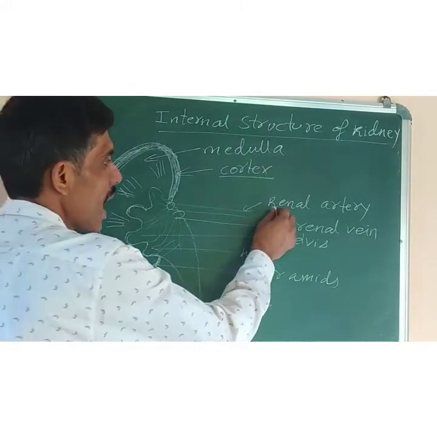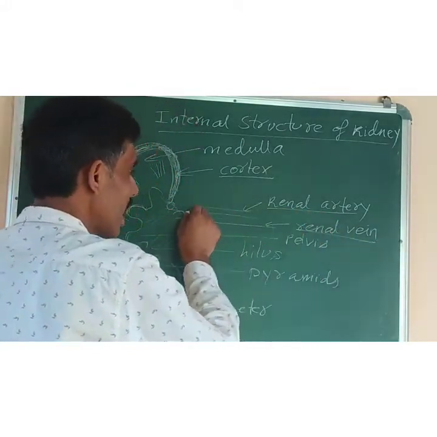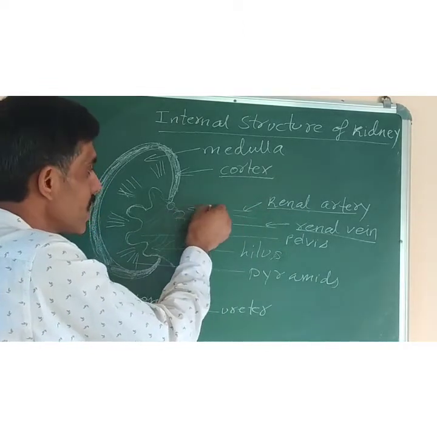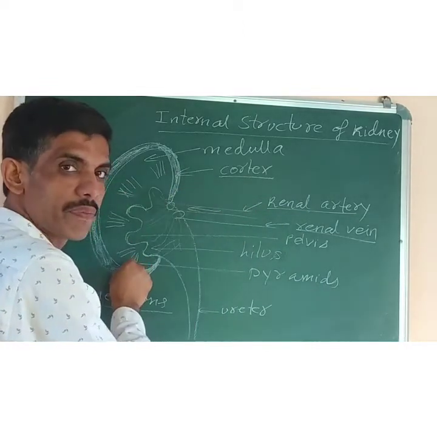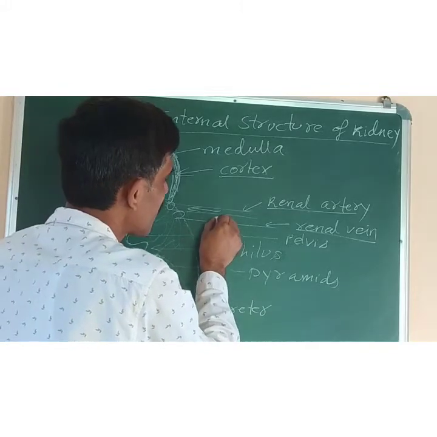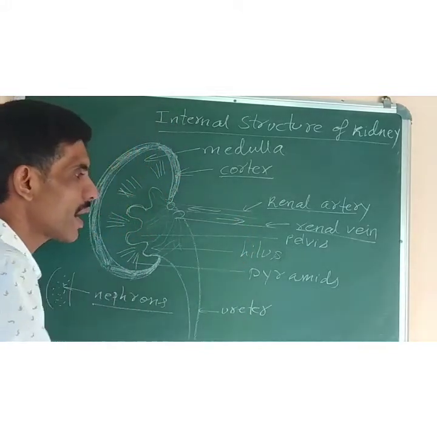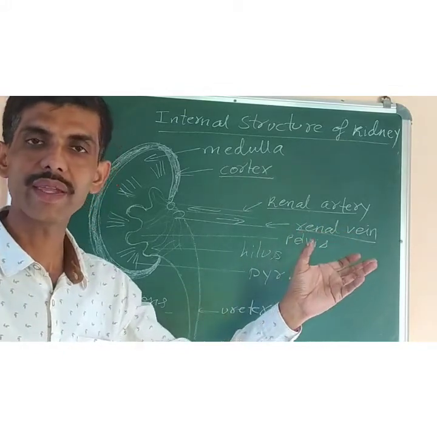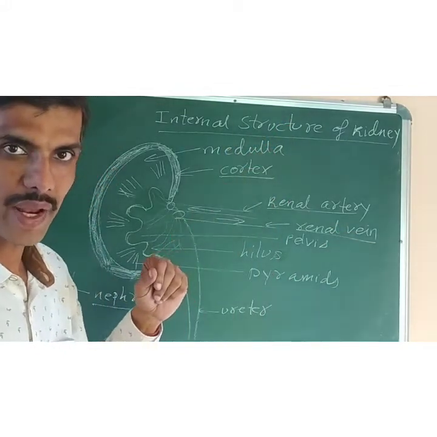Now, renal artery and renal vein. They are the two blood vessels which supply blood to the kidney. The renal artery will supply blood to the kidney, whereas the renal vein will carry the filtered blood containing carbon dioxide, and through the renal vein it will be supplied to the heart through the vena cava.